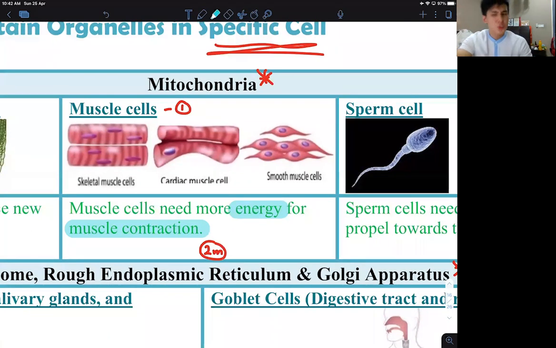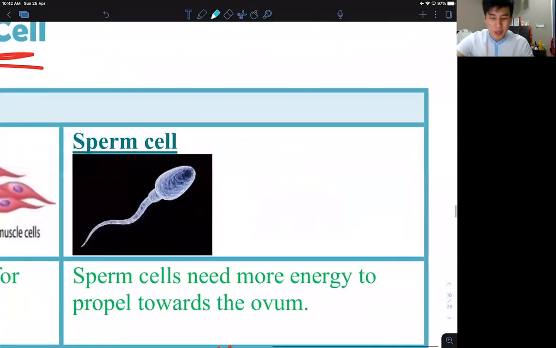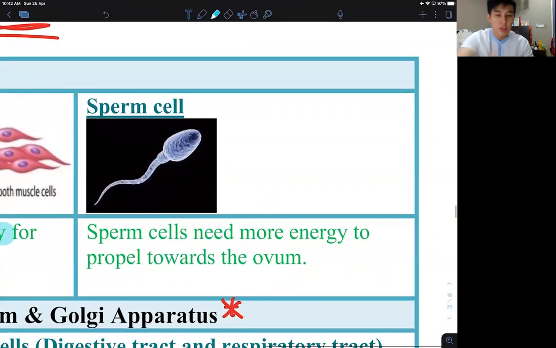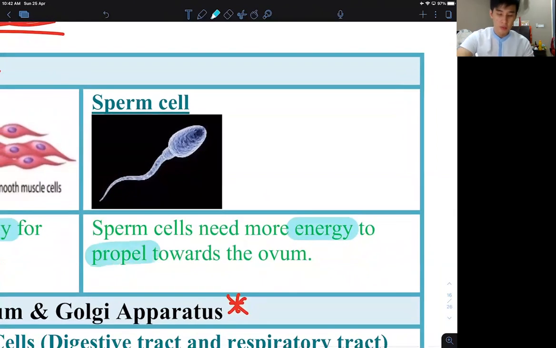For example, a question you might get: explain why sperm cells have a lot of mitochondria. Same thing. Why do I need a lot of mitochondria? Because I need energy. What do I need energy for? Because I want to propel towards the ovum. Don't write the word swim. A lot of you like to write swim, but swim is not the correct word. Fish swim in water. Sperm is not swimming in water. It's propelling, which means it's moving inside a female body.